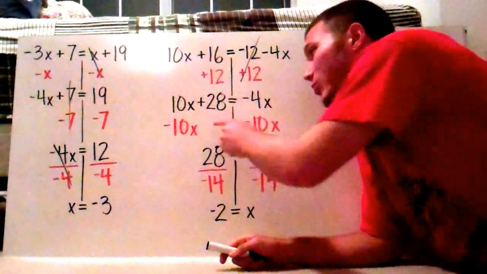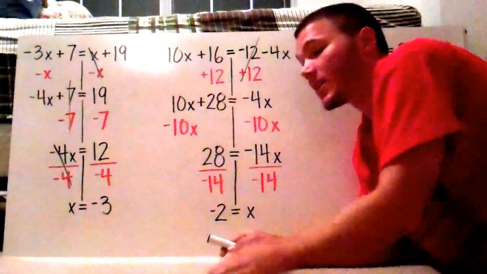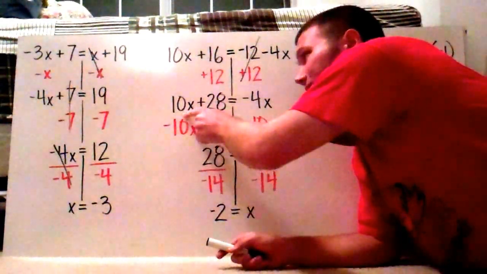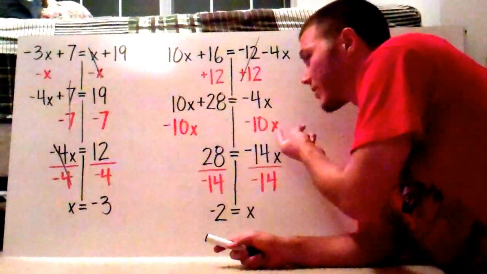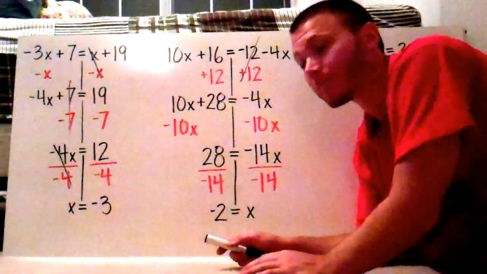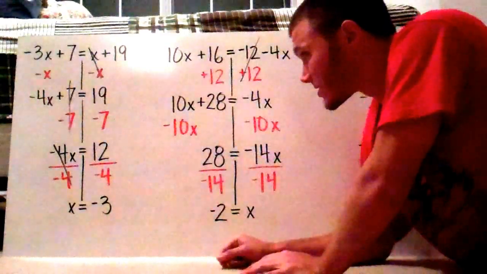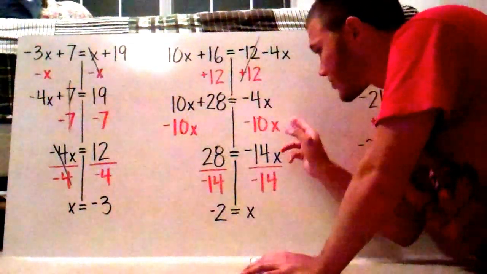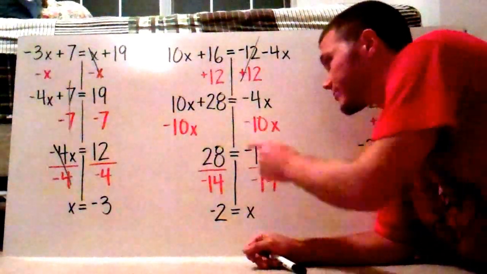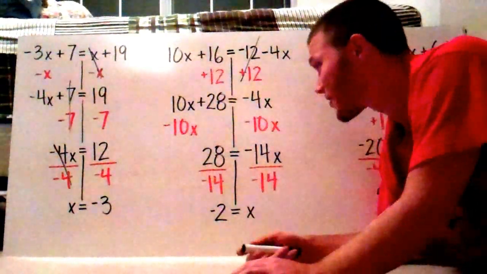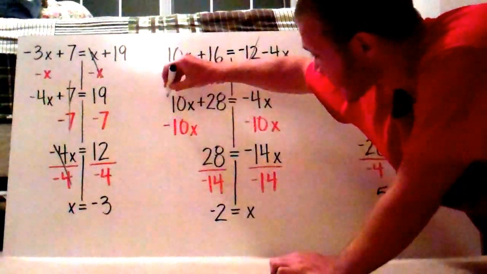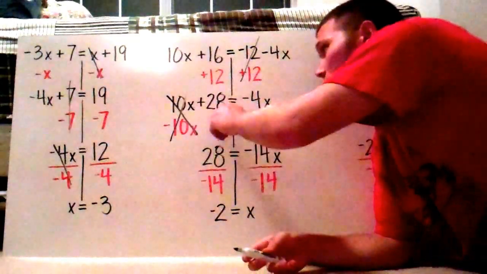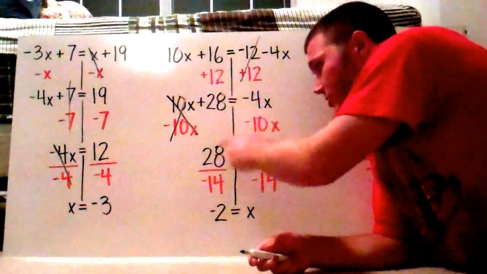Well, now I've already got that 28 over here on this side. All right, so I want to get this all by itself. So I need to get rid of that positive 10x and move it over here and combine it with its like term. Well, the opposite of positive 10x is minus 10x. So I'm going to do minus 10x on this side, and so minus 10x on the other side. All right, these are going to cancel out. Those are gone. All I'm left with is positive 28. So that's going to drop down.